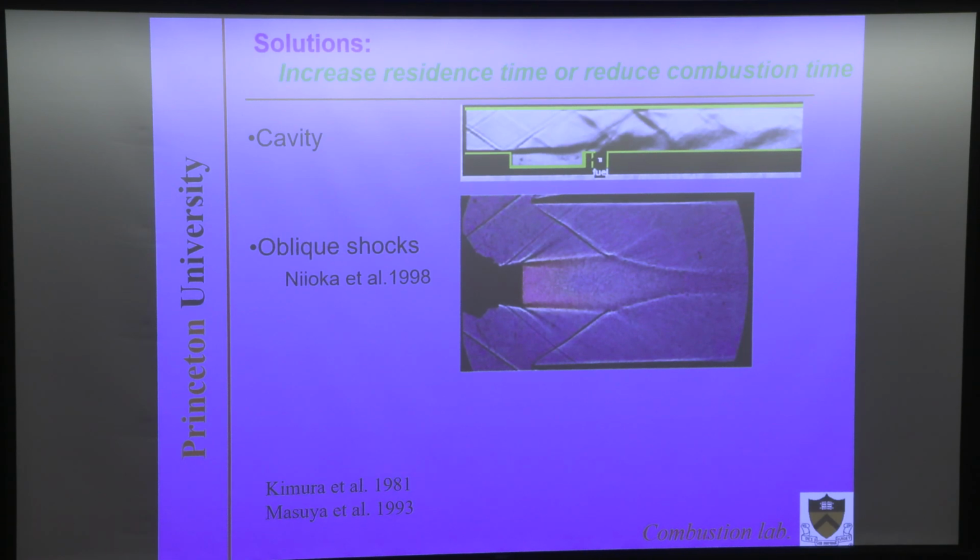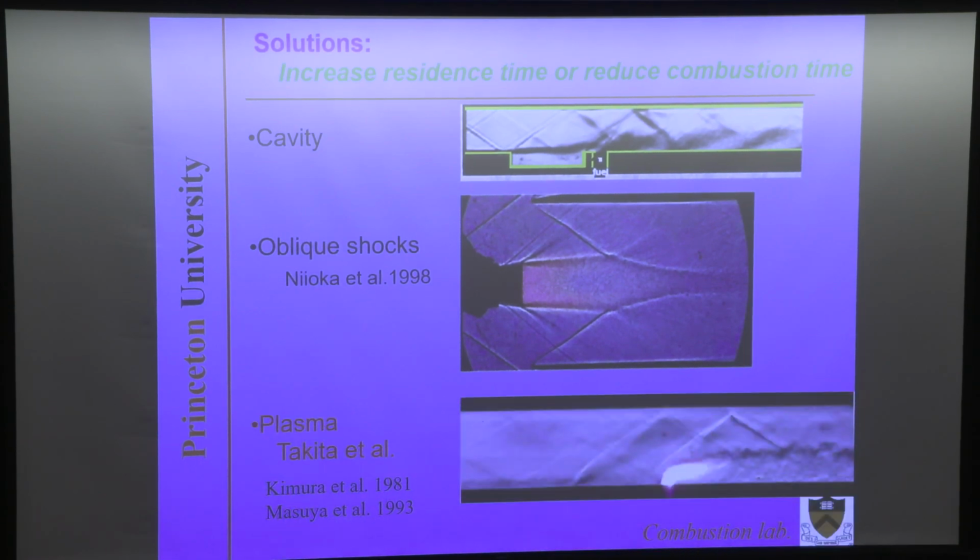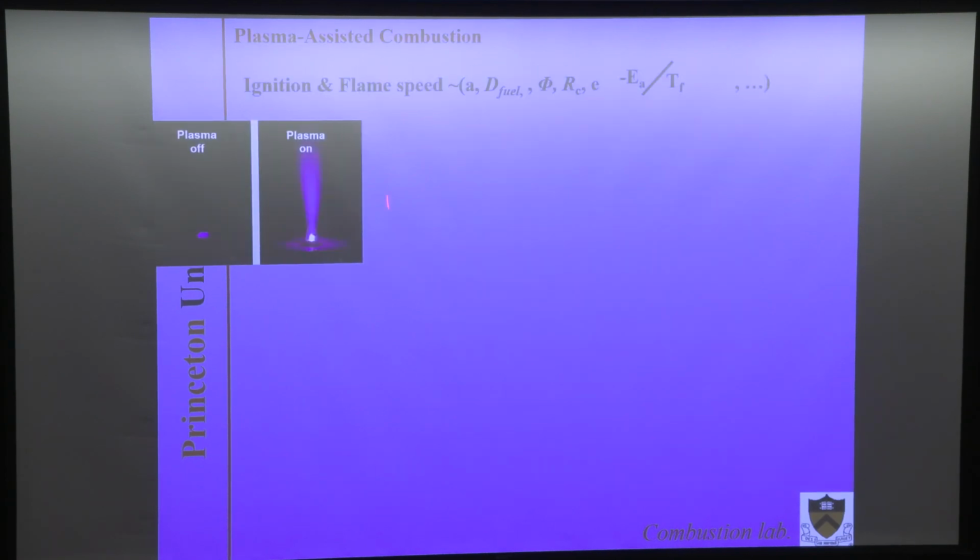The person who was first to use plasma in a scramjet engine was Kimura. They put a plasma torch into the supersonic flow and tried to stabilize the combustion process. That triggered a lot of interest in plasma-assisted combustion in scramjet engines. If we look at the ignition and flame speed, they are a function of equivalence ratio, temperature, activation energy, and strain rate of the flow. For example, in this one without plasma, the flame will blow out. With plasma, you can stabilize it.